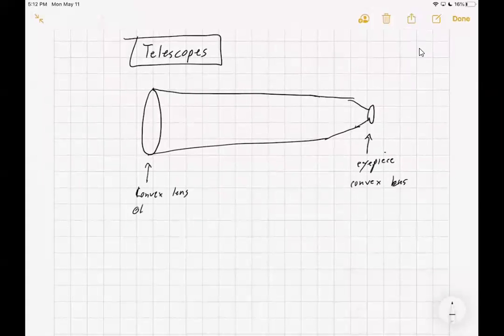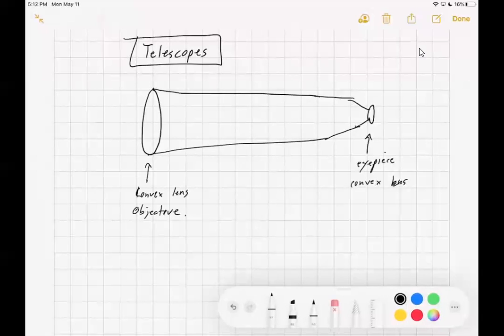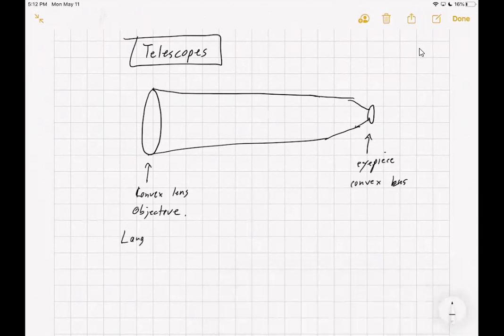This lens, by the way, is called the objective lens because it's near the object, and then the eyepiece because it's near your eye. That might be obvious. Now, first of all, the eyepiece is not much bigger than your eye because you put your eye right up against it. It doesn't need to be large. The objective lens will be large to collect as much light as possible.